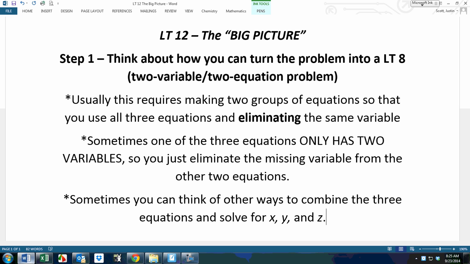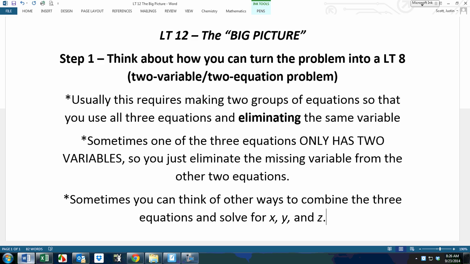All right, so usually this requires making 2 groups of equations so that you're using all 3 equations that were in the original problem, and you eliminate the same variable. Sometimes one of the three equations only has two variables to begin with, so you can use that to your advantage. And then last, sometimes you just have to be creative. Sometimes it's just kind of obvious what you should do. In the first problem we're going to do, it's going to be kind of obvious what we can do to find x, y, and z.